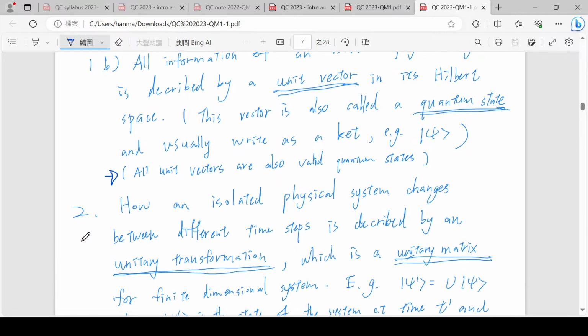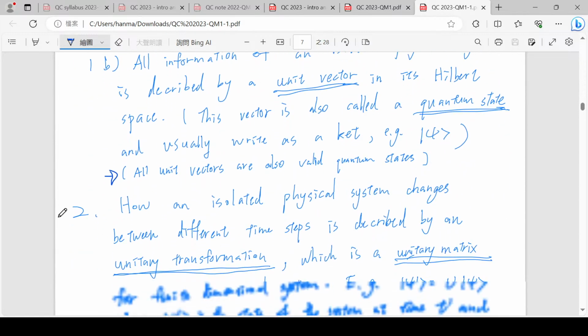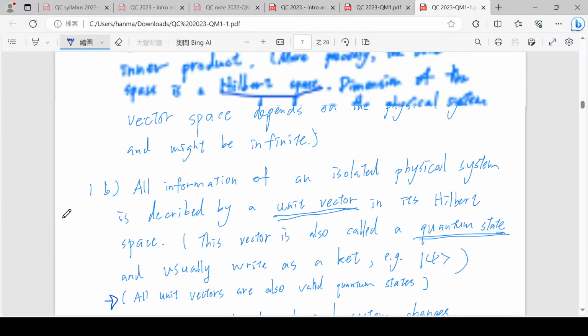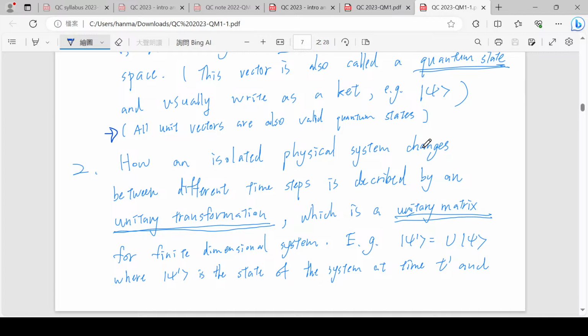Okay. So those are states, and in physics we want to study how things change with time, and in computer science we also want to study how things change as your computation goes forward. How they go forward, the change between different time steps, is described by a unitary transformation, and this unitary transformation for us is just a unitary matrix, a finite dimensional unitary matrix.